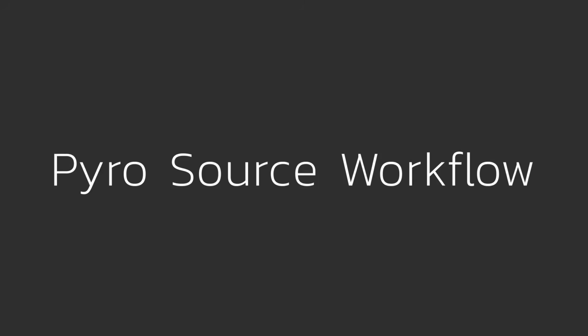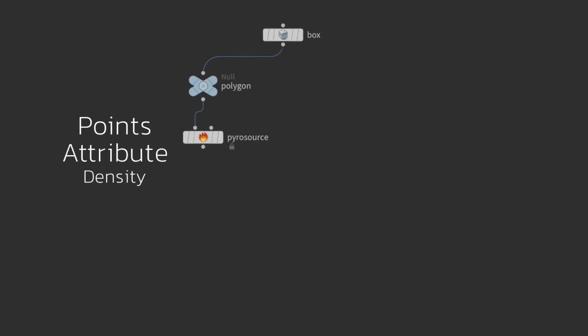Let's understand the Pyro source workflow. Let's take a box and it's a polygon. So here we have the Pyro source node. What will it do? It will scatter some points and it will create density attributes. It can be anything. It can be temperature, fuel, burn.